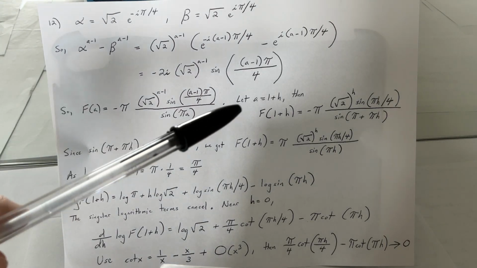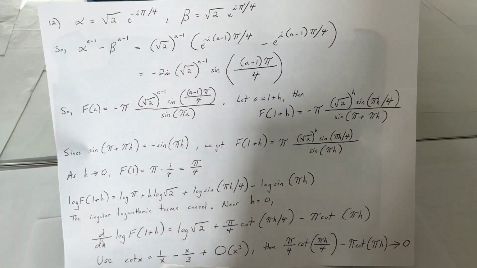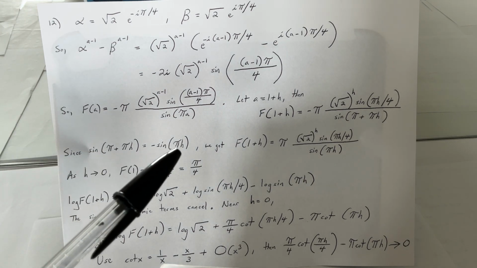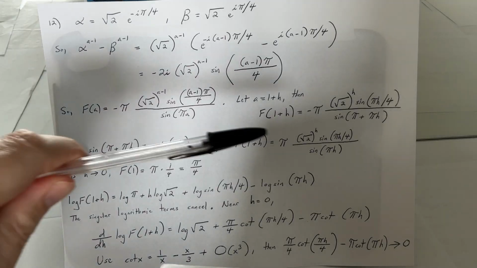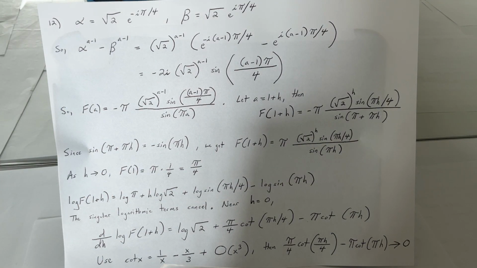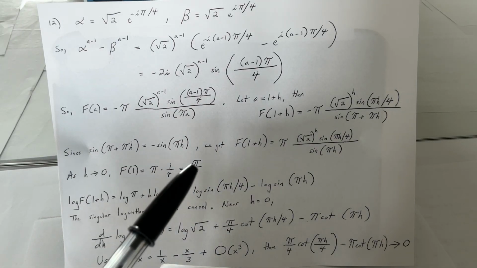So let a equals 1 plus h, then f of 1 plus h equals negative pi times the square root of 2 to the h sine of pi h over 4 divided by sine of pi plus pi h. And since sine of pi plus pi h equals negative sine of pi h, we're going to get f of 1 plus h equals pi times square root of 2 to the h sine of pi h over 4 divided by sine of pi h. And as h approaches 0, f of 1 equals pi times 1/4, which is pi over 4.